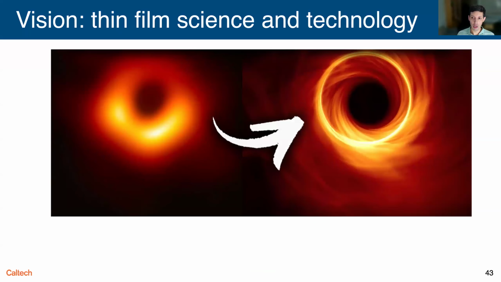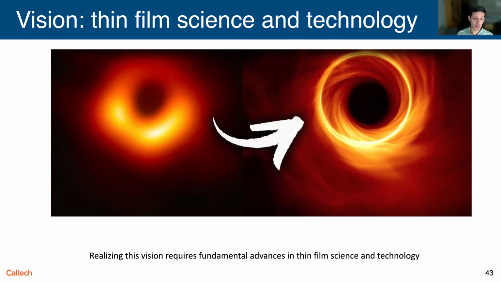All right, so just to sum up, our lab is really motivated by this kind of vision where we can go from the image on the left to this image on the right and do some really interesting science, as well as just make people excited about this kind of physics and science. But I hope I've convinced you that to do this, we really need thin films, science and technology. And so that's what we are really aiming to do.